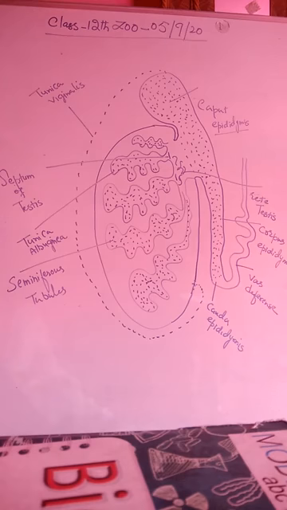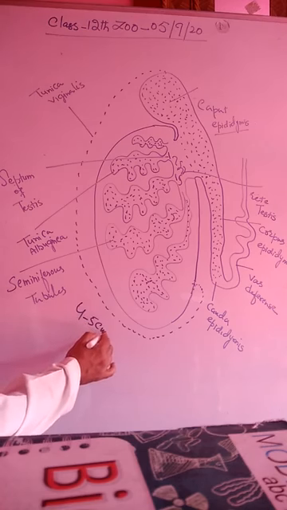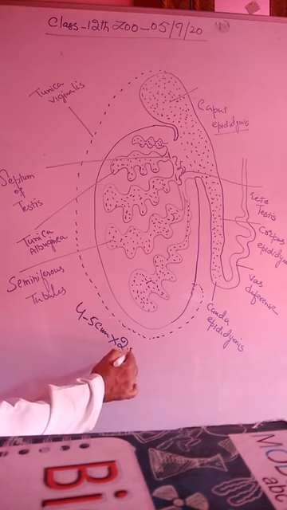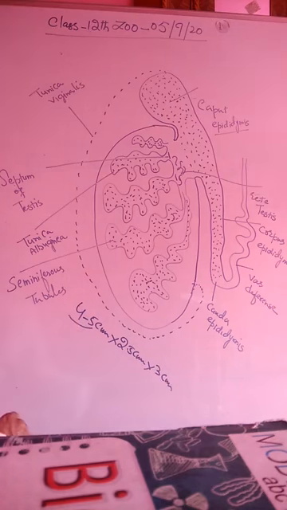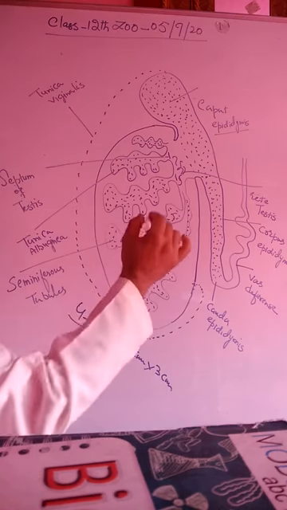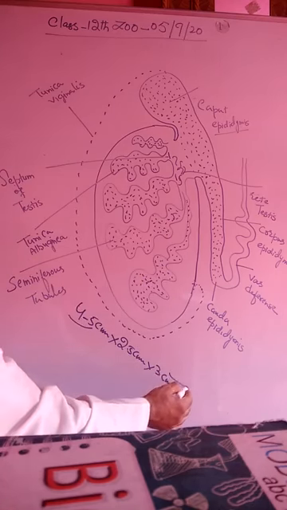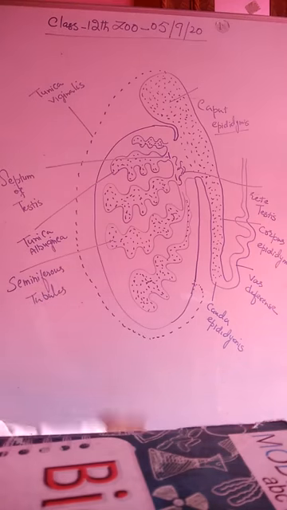Testes are one pair, small sized. The size ranges between 4 to 5 centimeters into 2.5 centimeters into 3 centimeters. That means length is 4.5 centimeters and width is 2.5 centimeters, and the height, that can be the third dimension, is 3 centimeters. This is the dimension of an average testis. In human beings, each male has 2 testes. They are oval and pinkish colored. These are also called primary sex organs of the male.